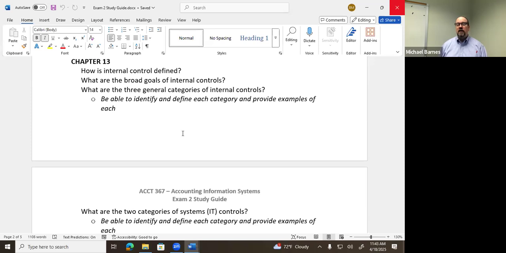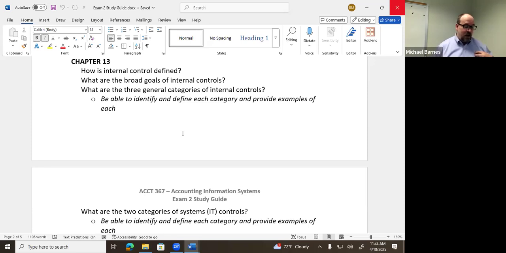And so an example of preventive controls is segregation of duties. An example of detective controls would be reconciliations. And an example of corrective controls would be backups. So there are a lot of other categories in those areas, but I think those are the ones we talked about on the slides. That's all you really need to know in that.